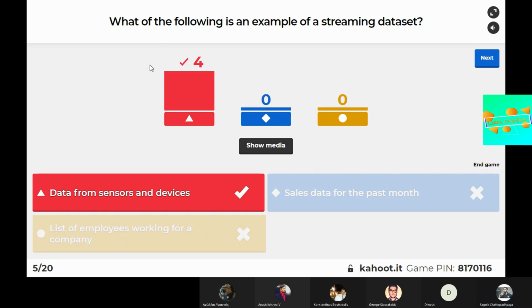George, do you want to add anything? No, I think he said it correctly. Okay. The list of employees is stored in a database, and the sales data for the past month is not real-time data. A stream means that it has to be continuous, and we don't need continuous data for the list of employees and the sales data. So data from sensors would be the right answer.